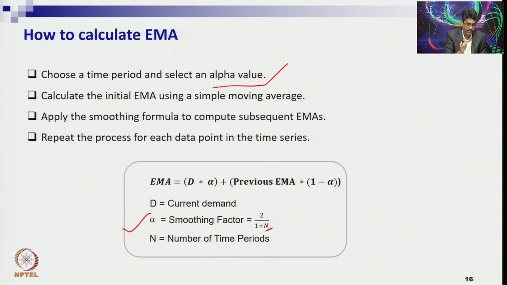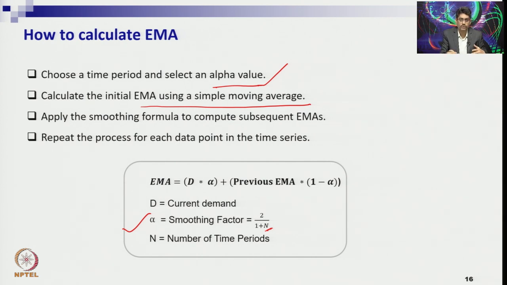Once you know that, calculate the initial moving average using the simple moving average. To start with the exponential moving average, you need some initial forecast, some initial value that you have to assign. You assign this initial forecast value to the data through the simple moving average. Once that initial step of assumption is done and you have the initial forecast value for a particular period, then you use your exponential moving average.